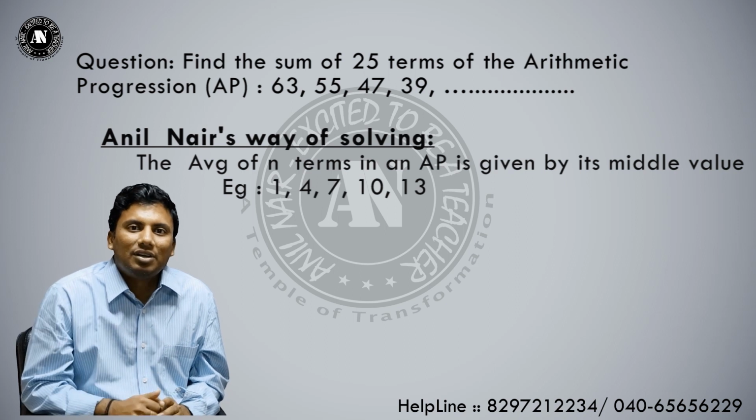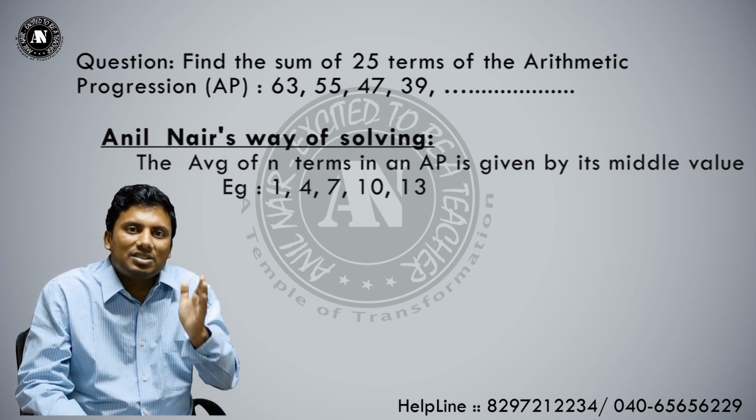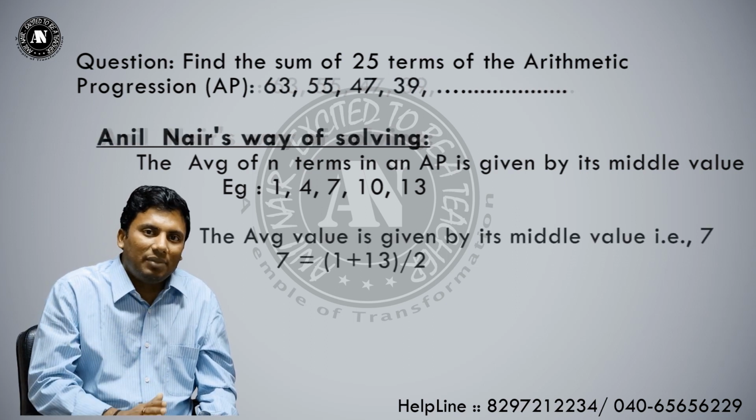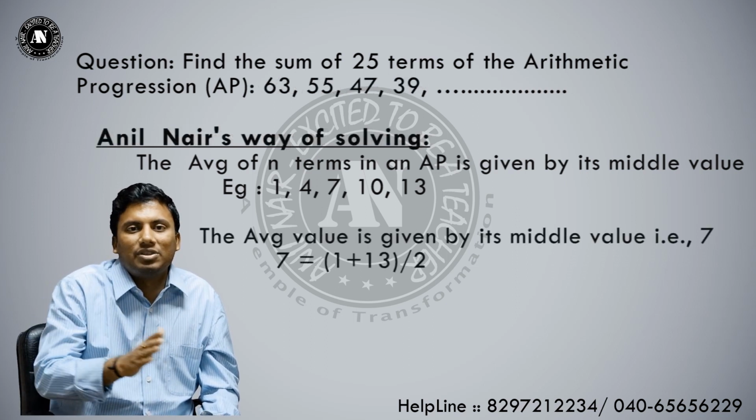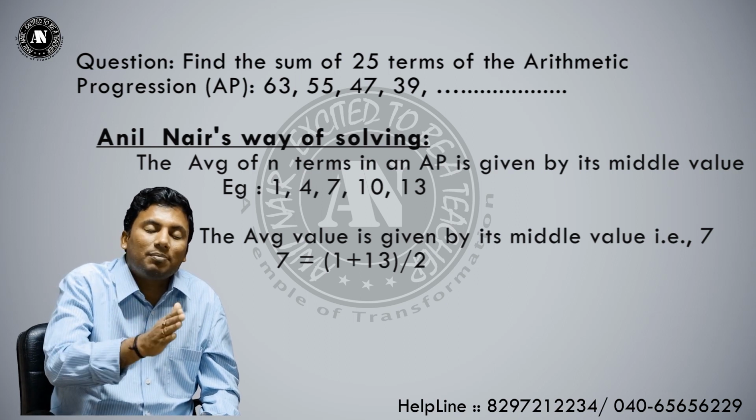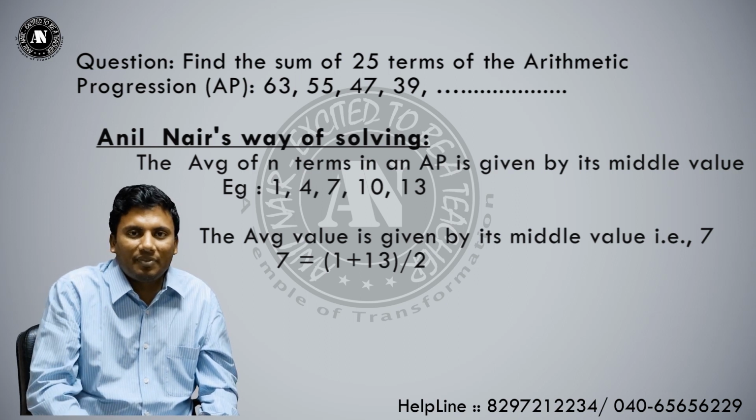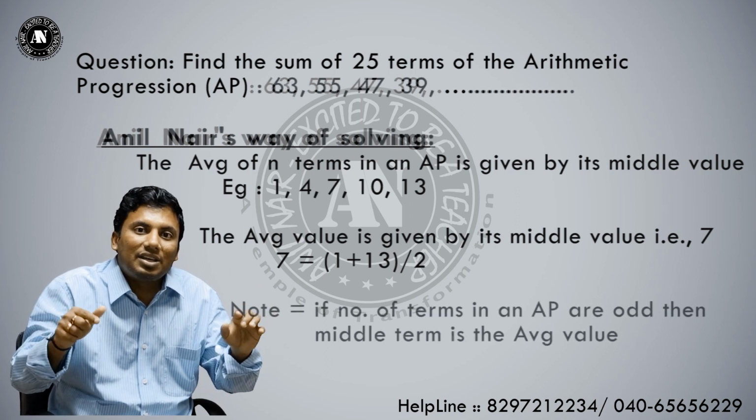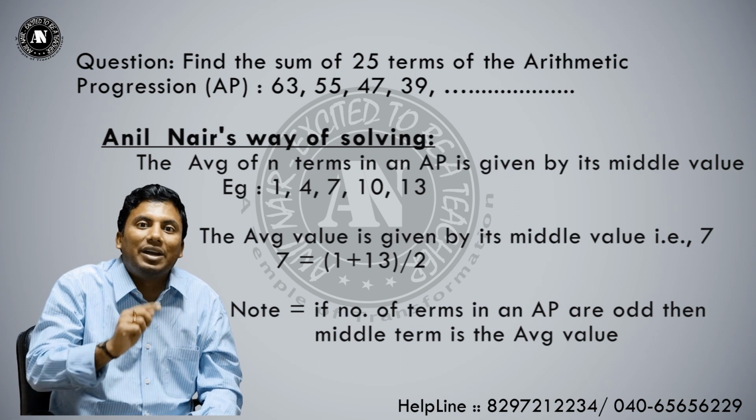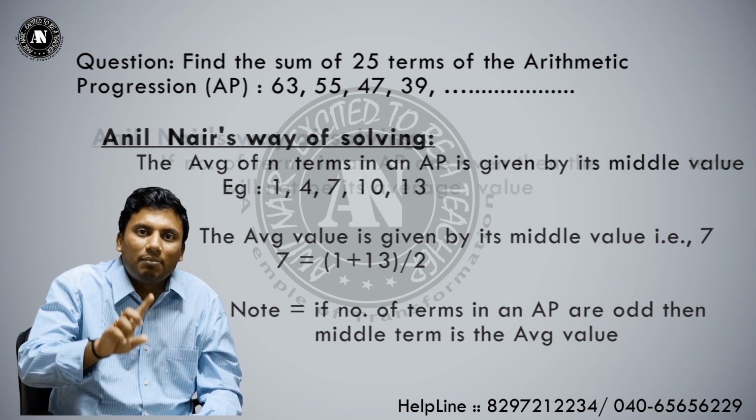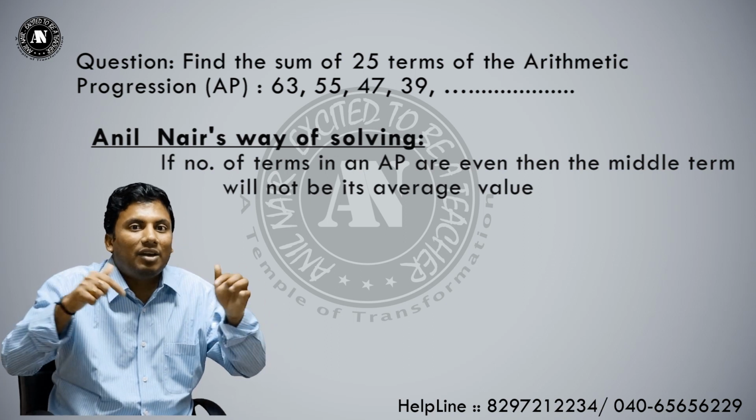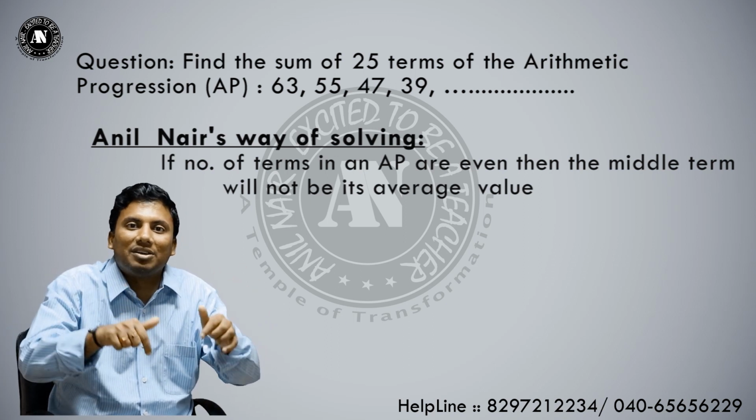For example, 1, 4, 7, 10, 13. Average is given by the middle value, which is nothing but 7 in this case. 7 is nothing but first term plus last term by 2. If the number of terms in the AP series are odd, the middle value will become the middle term. If the number of terms in the arithmetic progression is even, the middle value will not be the middle term.